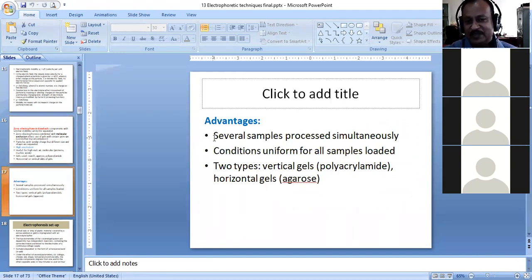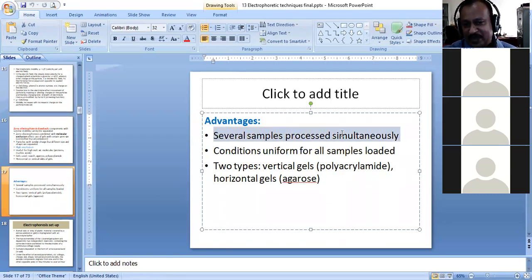The most important advantage here is that we can process several samples together at the same time, simultaneously. How? Because in the same piece of gel, we can have different wells. Well number 1, 2, 3, 4. Do you remember seeing this gel? At least you must have seen that 8 wells can be in one gel, and therefore we can process 8 samples at the same time.